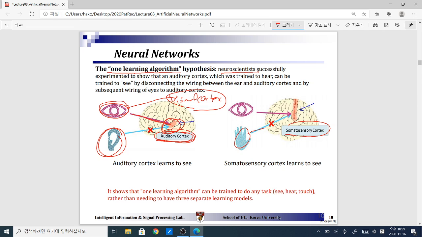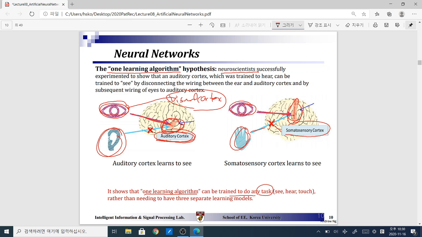Similarly, if we do the same with the somatosensory cortex, disconnect the wiring from the touching mechanism to the somatosensory cortex, and then wire the eyes directly to it, this cortex once again begins to see, as if it were the visual cortex. So essentially, this experiment shows that there's only one learning algorithm that can be trained to do any of the specific tasks.